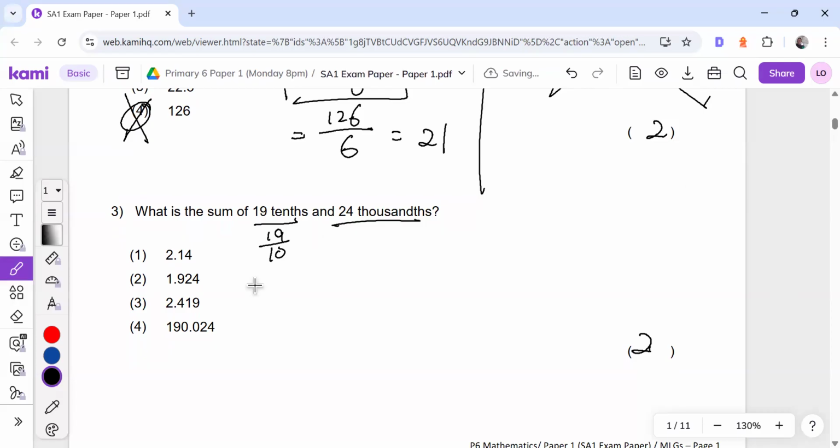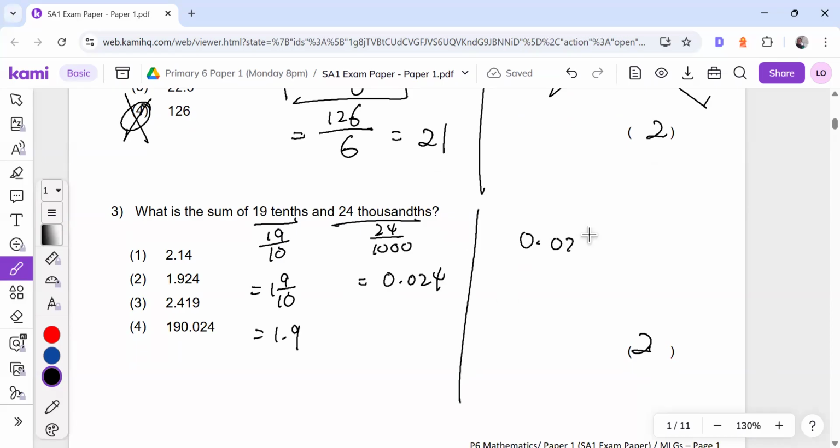All right, how do you change it to decimal? Change it to a mixed number first, and then you will get 1.9. So do like this. 24 thousandths is 24 over 1,000, and then your decimal will be 0.024. And then what do you do next? You just add them together. I never do mental sums. I will put everything on paper. Then you add together and you will get 1.924.